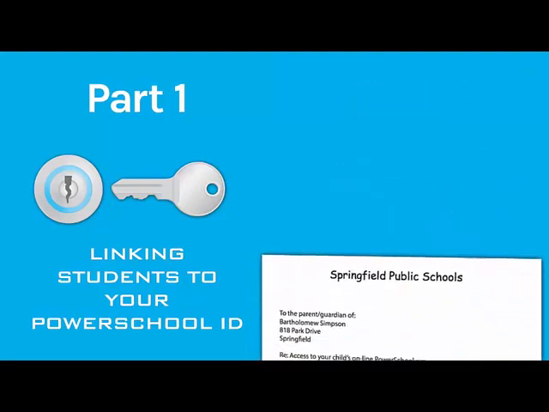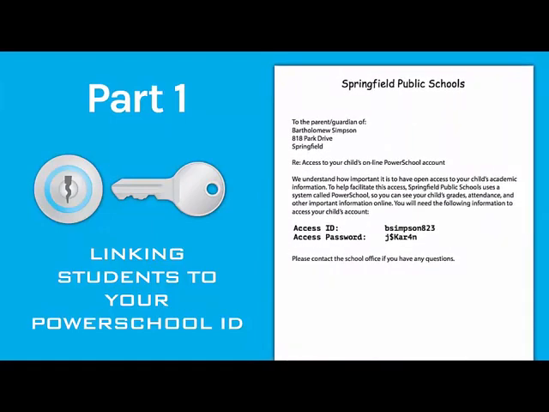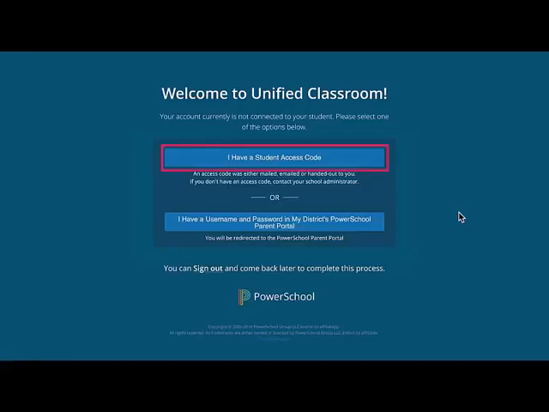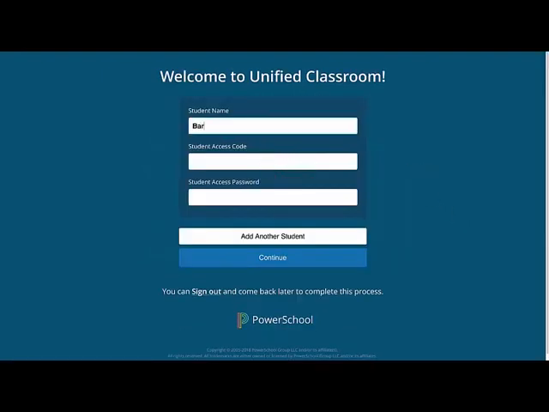As a reminder, you will need an access ID and access password for each of your children, which should be supplied by your child's school to complete this process. Begin by clicking on the I have a student access code button. Fill in the provided student access code. This may also be called an access ID. Then, fill in the student access password. This may also be called an access password.